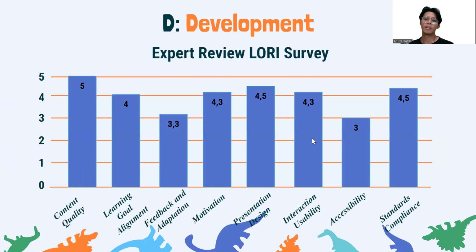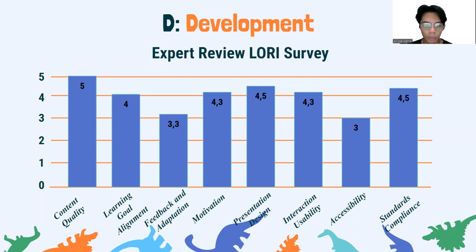And then this is the expert review by the Lori. So content quality gets 5 marks. And then learning goal alignment is 4. Feedback and adaptation is kind of low, at 3.3.